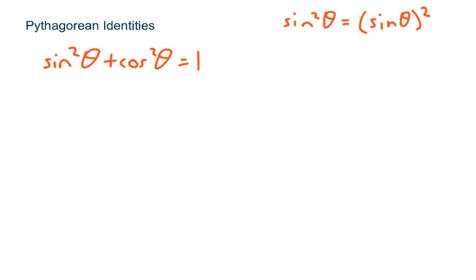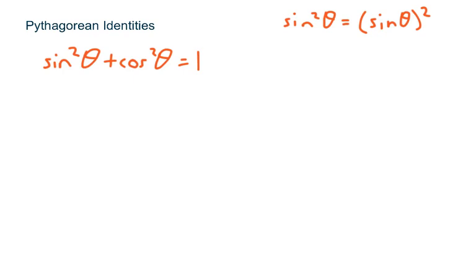So if we needed to square the sine of theta minus 1 or theta minus pi or whatever, it's just easier to write it this way so we don't have so many sets of parentheses. Just a little side note there. So this is the first identity the book gives us. Sine squared plus cosine squared equals 1.